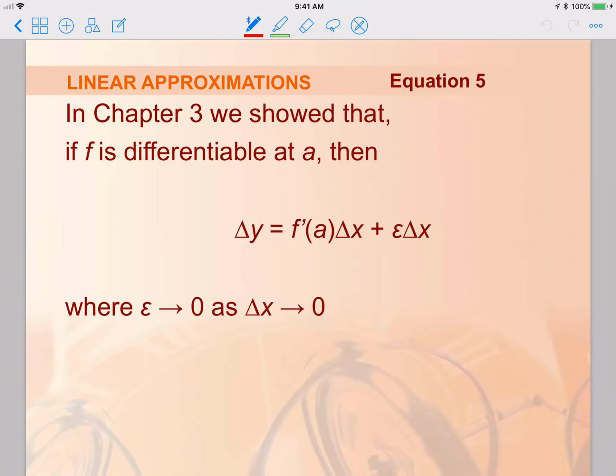Okay, so what we're going to do is have an analogous definition for functions of two or more variables. So we said that, back in chapter 3 with one variable, if a function is differentiable at a, then delta y, which is that increment, is equal to f prime of a times the increment in x plus something that goes to 0 as delta x goes to 0.